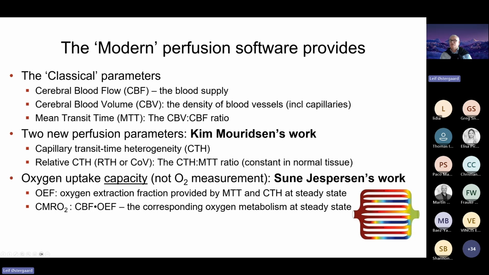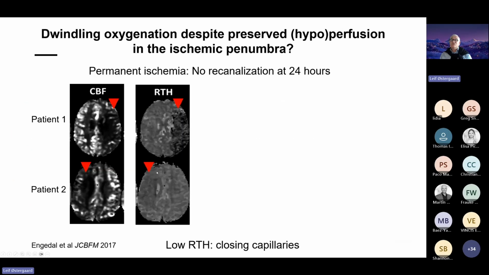Again, we don't measure oxygen directly, but with the microcirculation that we measure, this is the oxygen metabolism that this microcirculation can sustain with the CTH and MTT we have measured. So how does this look in stroke?